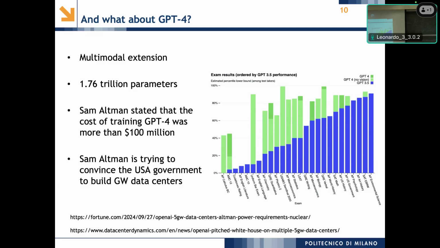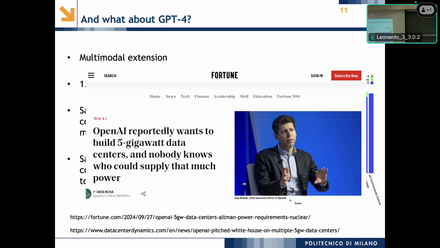These are some data related to accuracy. But recently, this is something that he did last September, he got in touch with the US government asking for gigawatt-hour power data centers. As I told you, today we are at about a megawatt; 10 megawatts, 100 megawatts is the size of a data center.